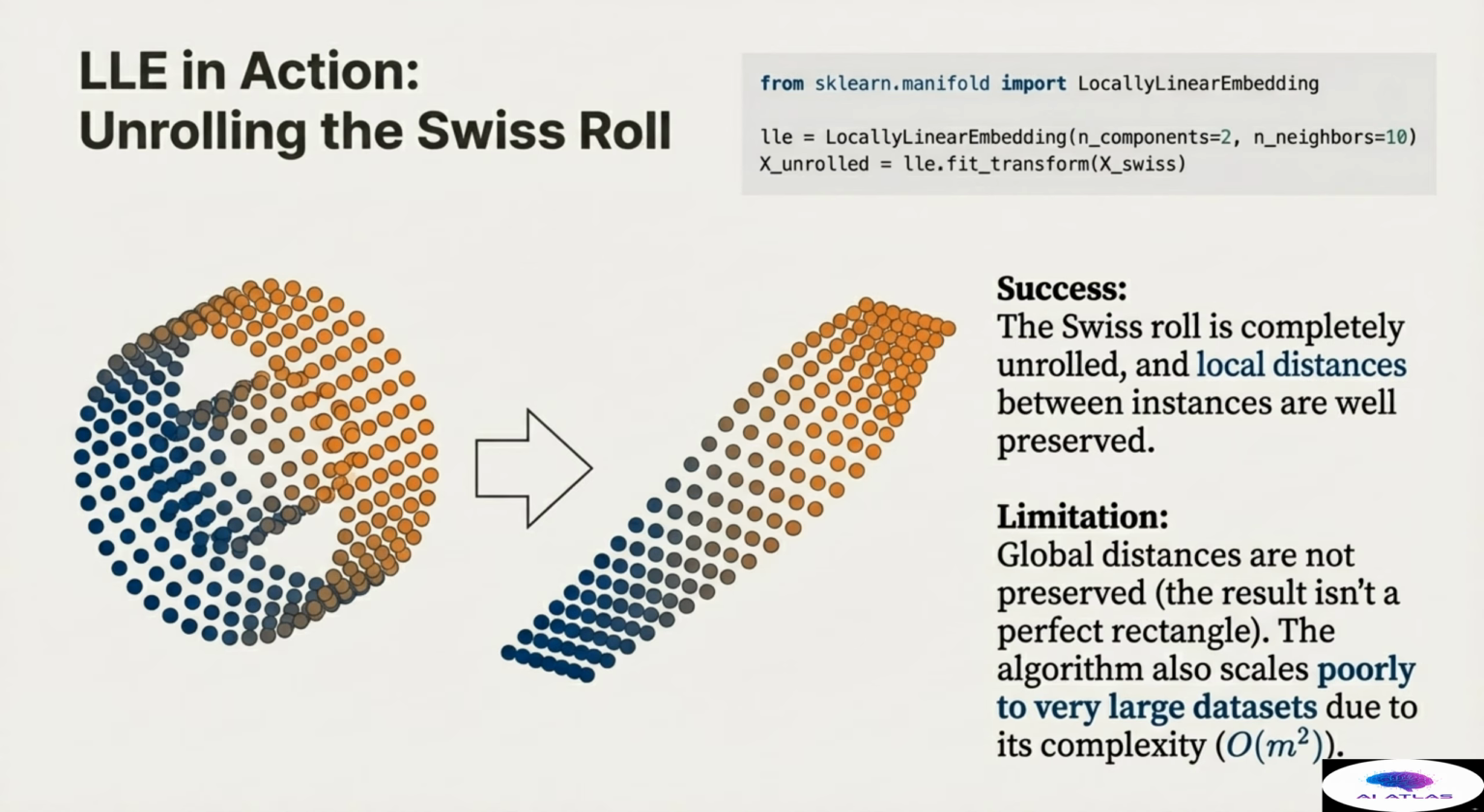The success of this algorithm is evident. The Swiss roll is completely unrolled, and the local distances between neighboring instances, represented by the color gradations, are perfectly preserved. Points that were neighbors in 3D are still neighbors in 2D.